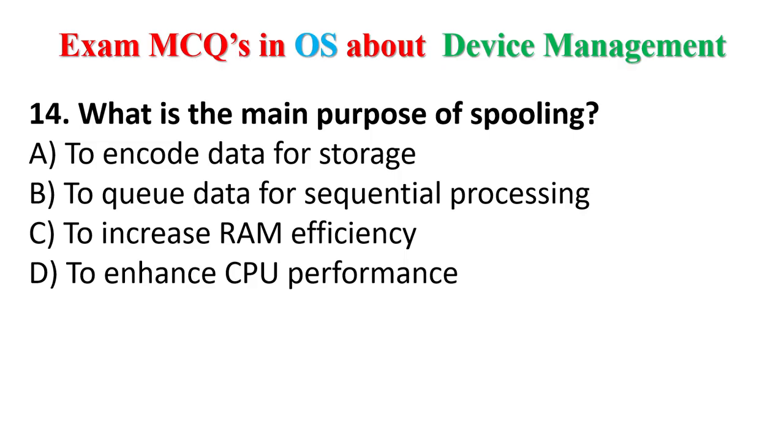Question number 14. What is the main purpose of spooling? A. To encode data for storage. To queue data for sequential processing. To increase RAM efficiency. To enhance CPU performance. The main purpose of spooling is to queue data for sequential processing.